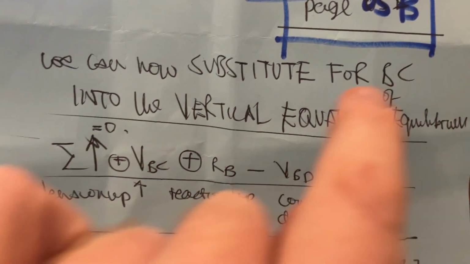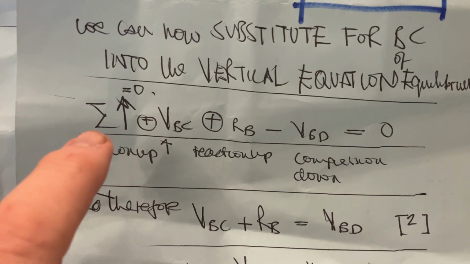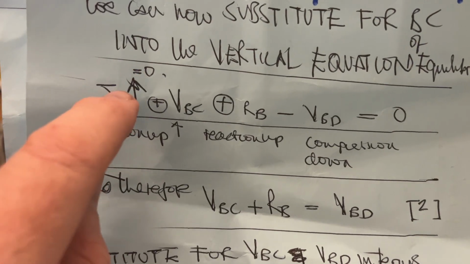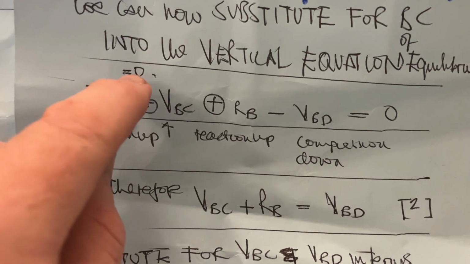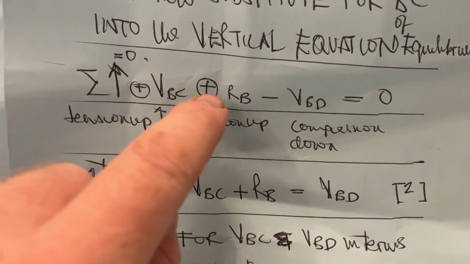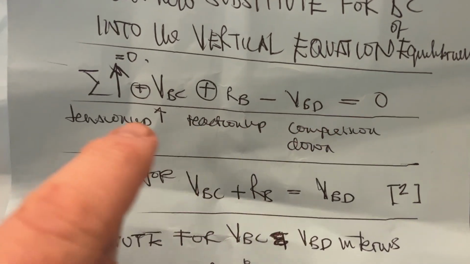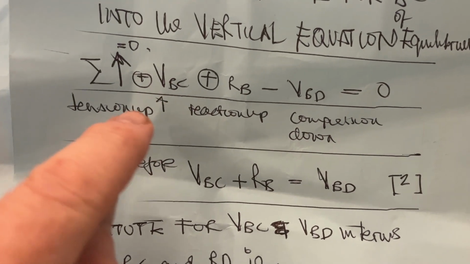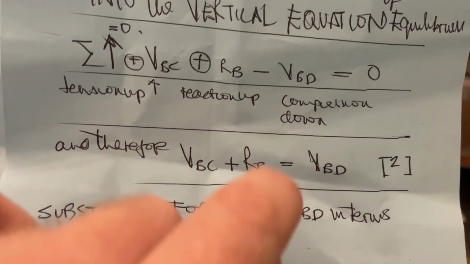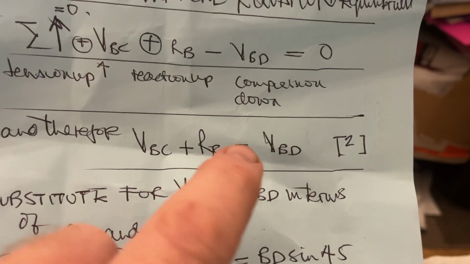We can now substitute for BC into the vertical equilibrium equation. Overall, vertically at the joint we have everything equals 0. So VBC up plus RB up minus VBD down equals 0. VBC is in tension up, reaction RB up, compression VBD down. Therefore, VBC plus RB is VBD.